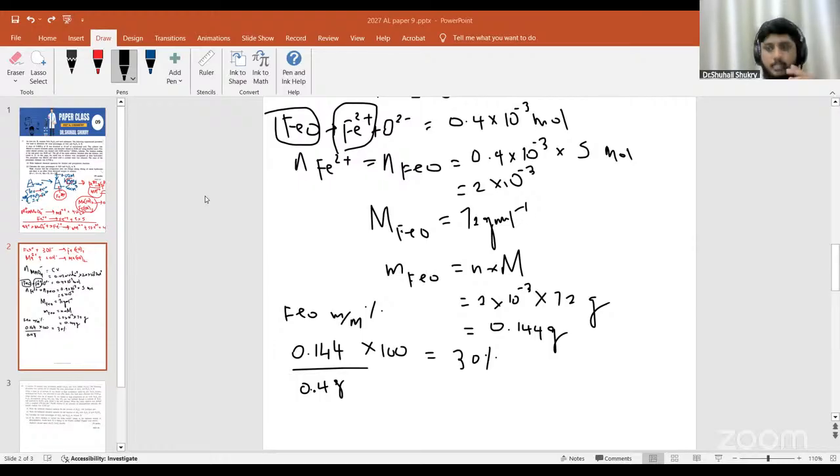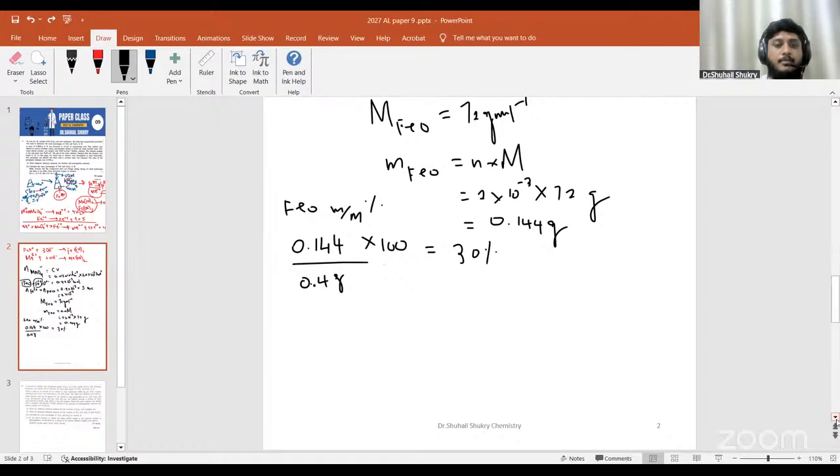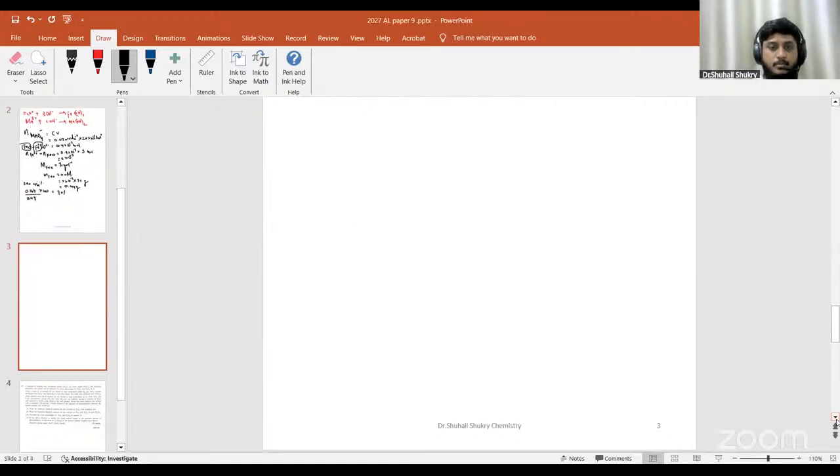Then this is the answer. This is the mass percentage of FeO. Did you understand this part up to here? Everyone, whoever is here, do you understand this part? Reply yes or no. Are you guys actively participating?